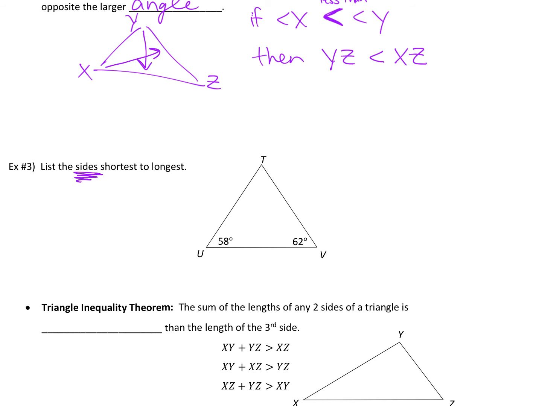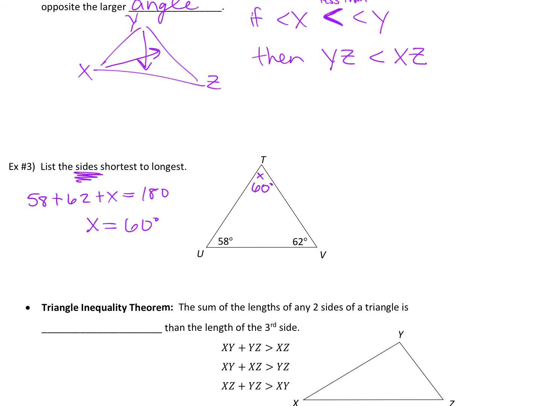How do you figure out your shortest side? The smallest angle is across from your shortest side, but we're missing an angle. How do I find what angle T is? A triangle has to add up to 180. So 58 plus 62 plus X has to equal 180. So that means X is going to be 60 degrees.